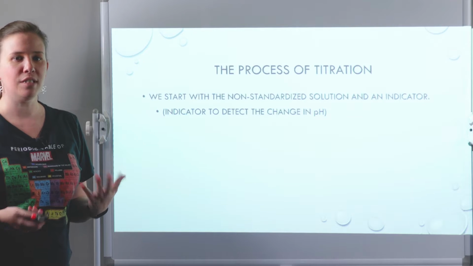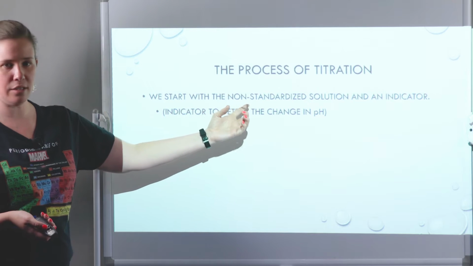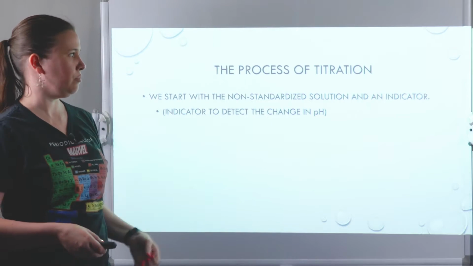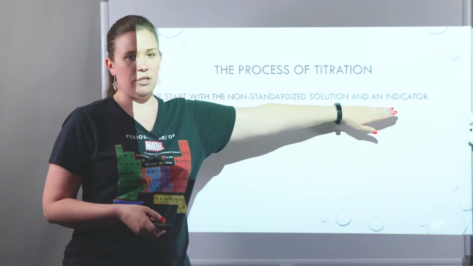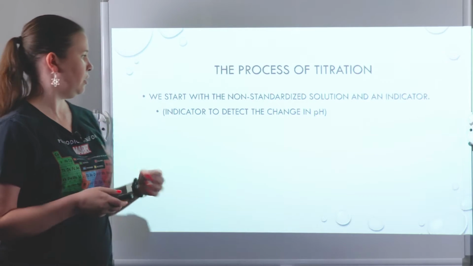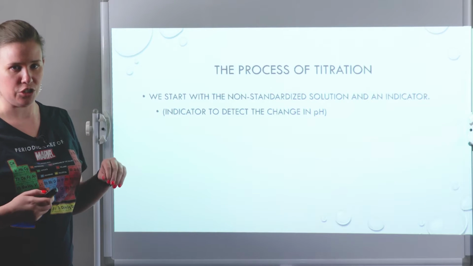So there are a few important steps when we go through titration. We're going to start off with a non-standardized solution, which would mean that we do not know its concentration. That's going to be the purpose of the experiment. And then with that non-standardized solution, you want to include an indicator. Those are going to go together in the flask. That indicator is going to allow us to tell when the pH is changing.